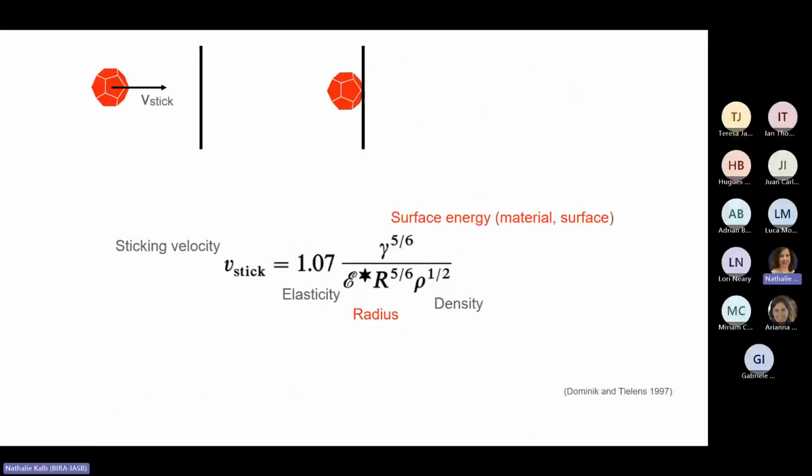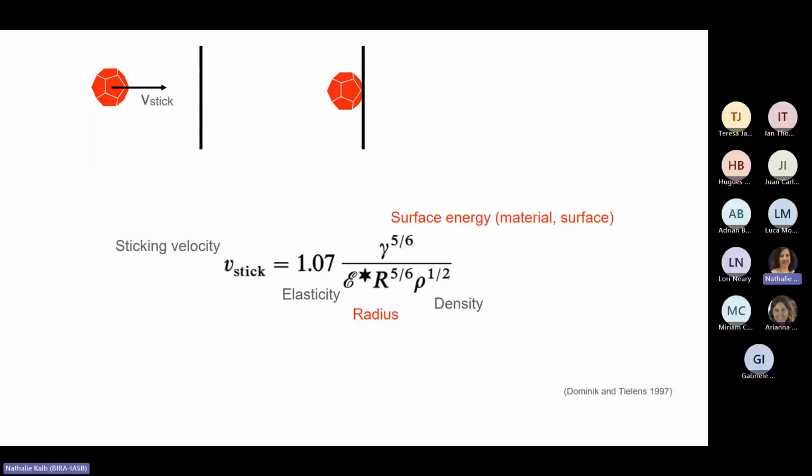In the end, what is often important for me is that you end up with some kind of critical velocities. For example, the sticking velocity. That is, if you have a particle impacting a wall or another particle, what is the maximum velocity you can have up to which the particle is still sticking to the wall? If it's higher, you would have bouncing or fragmentation.